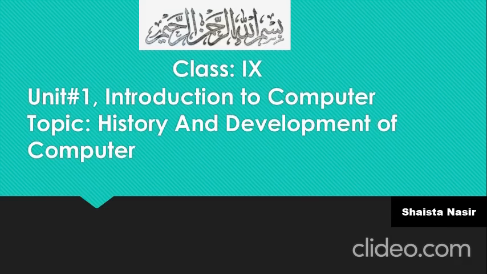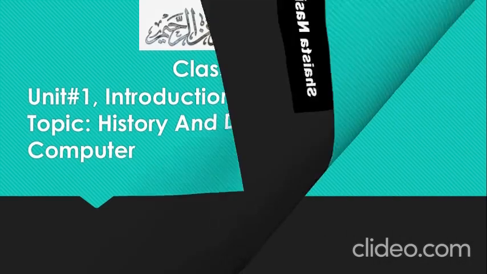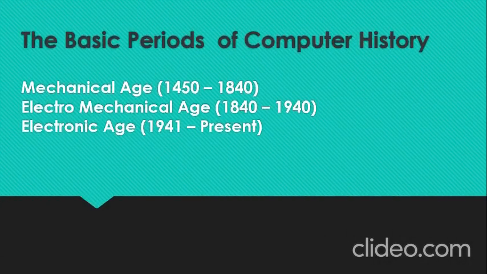Now let's continue our chapter Introduction to Computer with the topic History and Development of Computer. The basic periods of computer history. Computers have been divided into three basic periods: Mechanical Age 1450 to 1840, Electromechanical Age 1840 to 1940, Electronic Age 1941 to present.